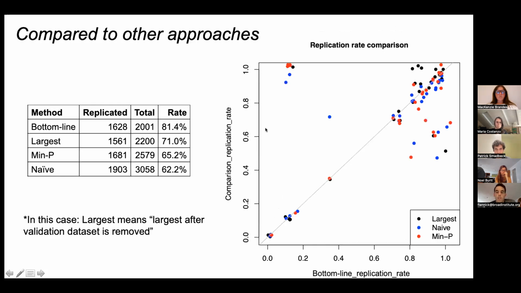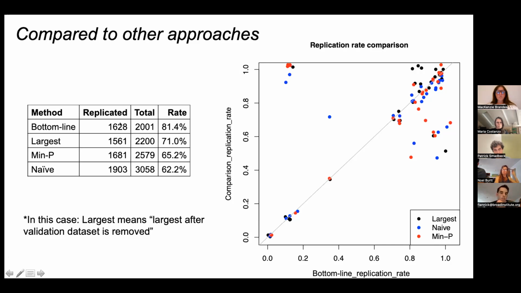Now, compared to other approaches, I'm showing the bottom line replication rate on the x-axis now, and the y-axis is the replication rate of either the largest data set, the naive meta-analysis, or the minimum p. Remember, in this case, the technically largest data sets are validation set. So largest in this case means after we removed the replication or validation data set, what was the largest one remaining? And it's quite notable that the replication rate for the bottom line is larger than that largest and substantially larger than these other two approaches, which is probably what you would hope to see.